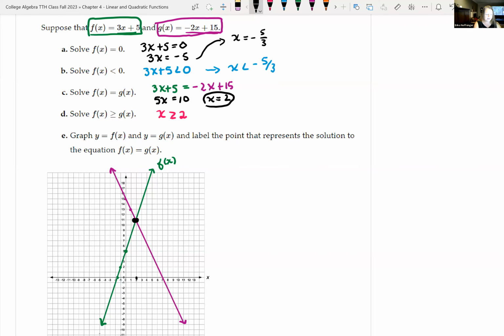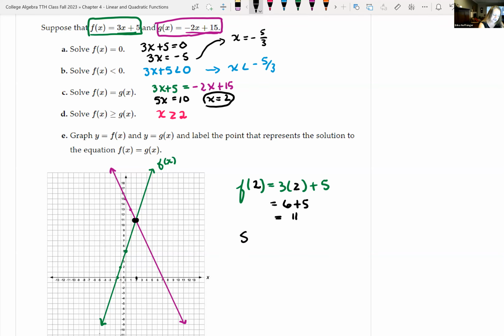So to find the y value of that point, we can look at it. It looks like 14, or it looks like 11. But let's go back in and plug 2 into one of those equations, and we should get back that value of 11 in either case. So if I look at f of 2, I plug into wherever I see an x in f of x, and we get 3 times 2 plus 5. 3 times 2 is 6. 6 plus 5 gives us 11.